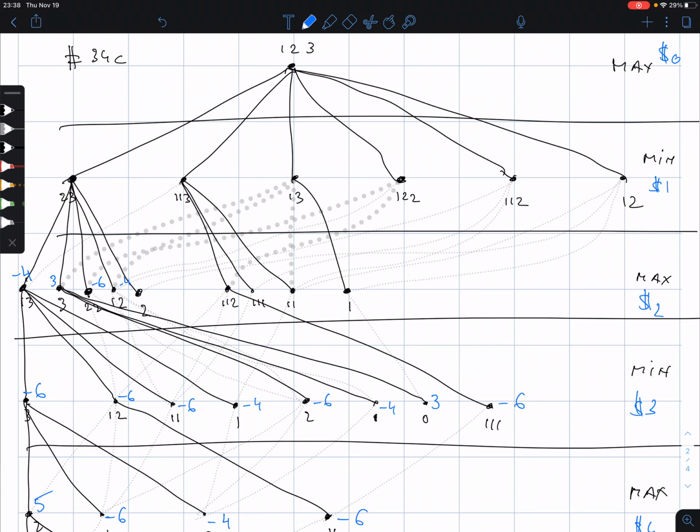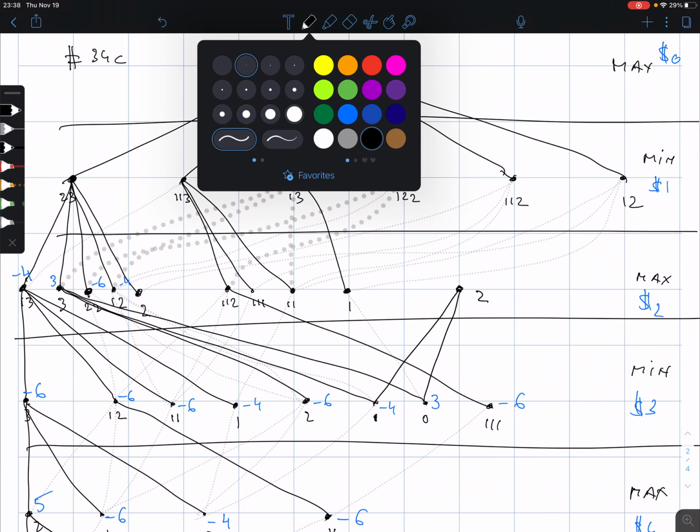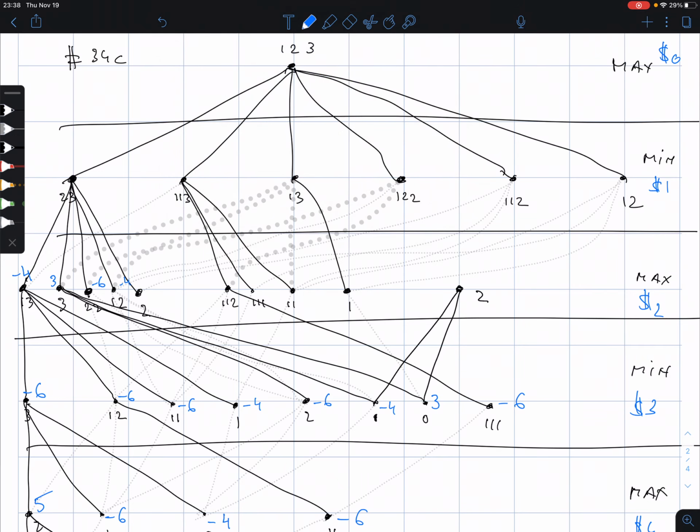I'm running really out of space here, so I'm going to do this 2 here, okay? So this 2 can either have a 1 or a 0. So if you take the maximum, its value would be 3. So this 2 therefore also has value 3.